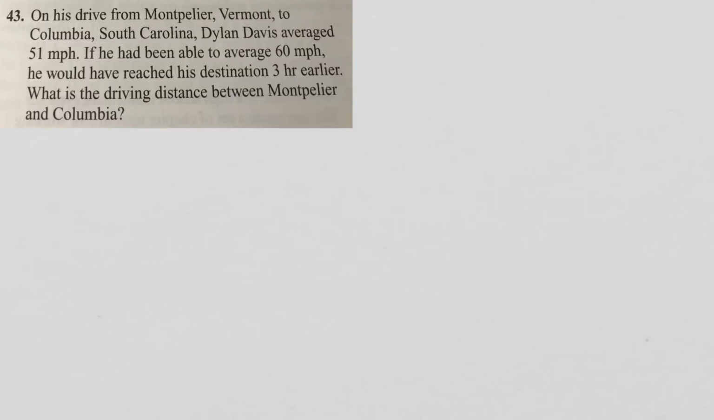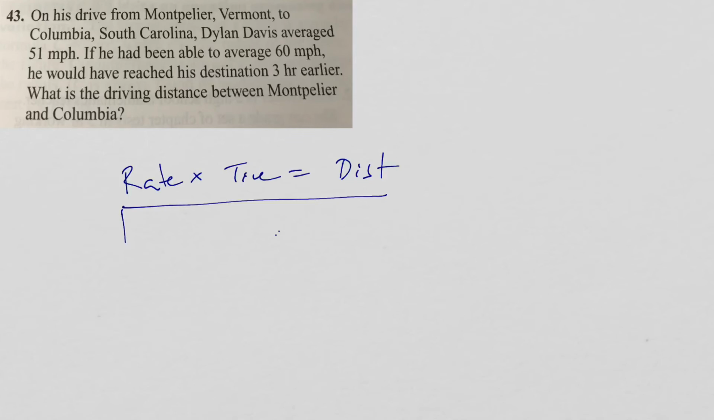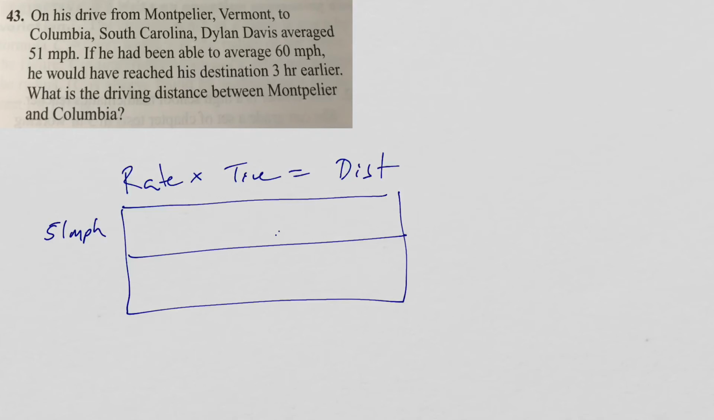Okay, number 43, we're talking about rates, times, and distances. So I'm going to make a little chart. Rate times time equals distance. And I have two different scenarios. I have a scenario if you're driving 51 miles per hour and if you're going 60 miles per hour.